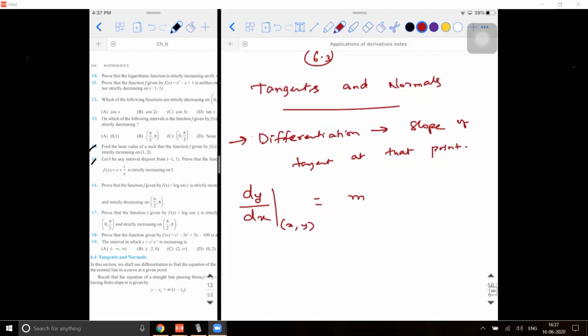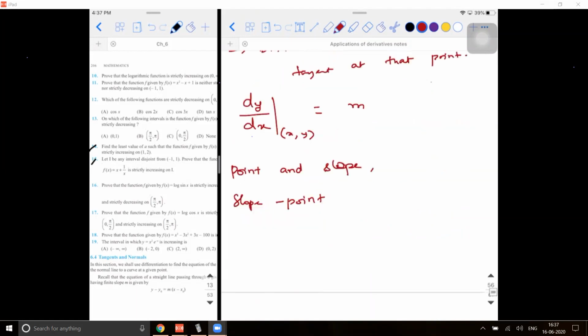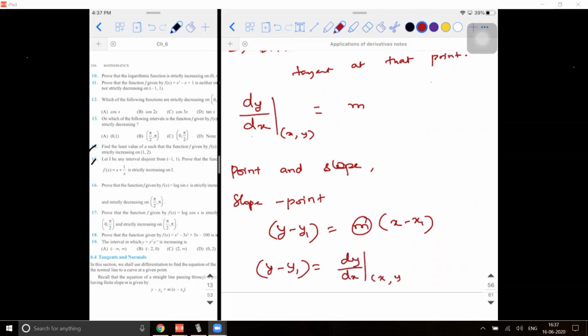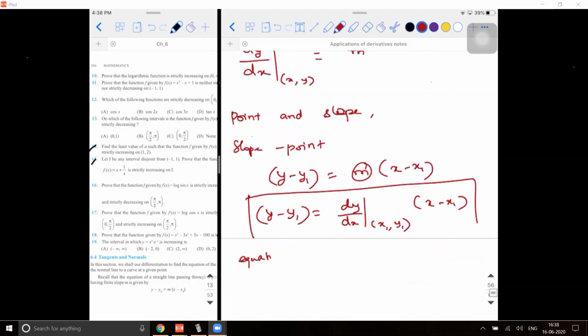So if you know, last year you would have learned, if you know the point and slope, using the slope point form, what can you do? You can write the equation of line y minus y1 is equal to m into x minus x1. So that y minus y1 will be equal to, in the place of m, you will write dy by dx at x1 comma y1 into x minus x1. So this is going to be the equation of tangent.